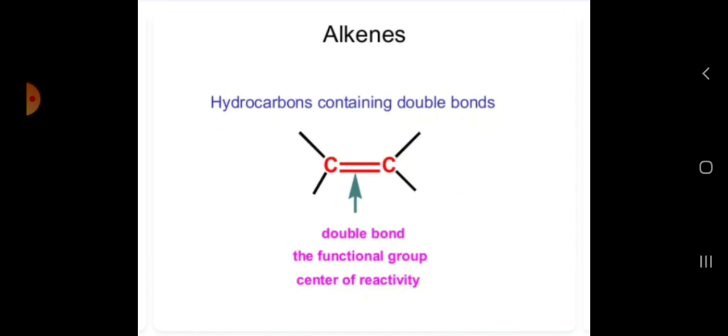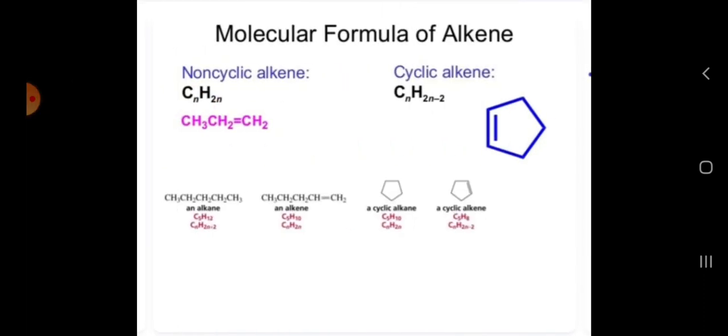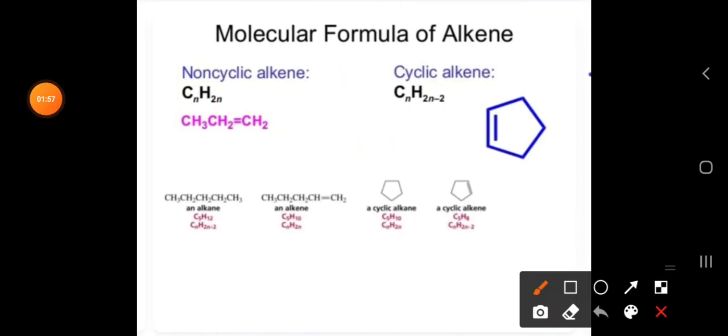Let us see nomenclature. We have already discussed the molecular formula of alkene: CnH2n. If you take a cyclic alkene, it is CnH2n minus 2. This consists of a cycloalkene ring. One double bond is present, because of that we are saying it is an alkene.